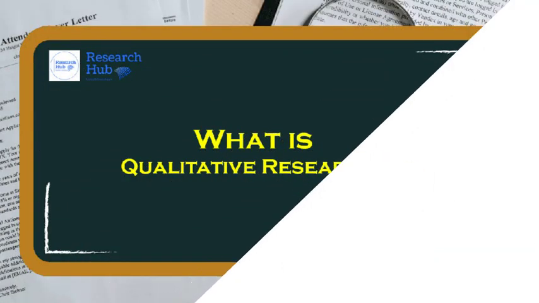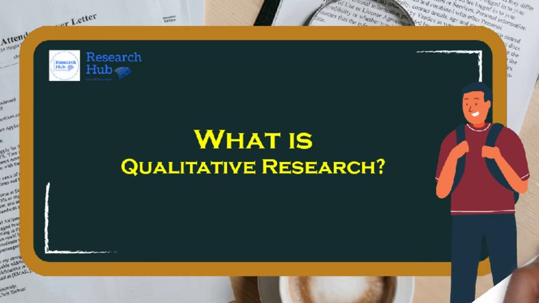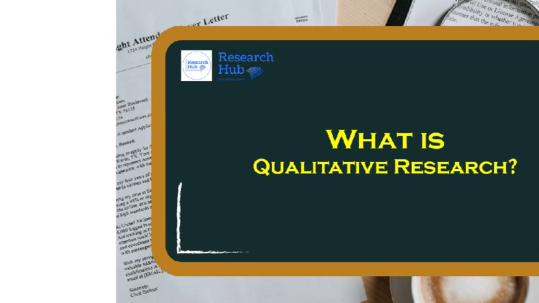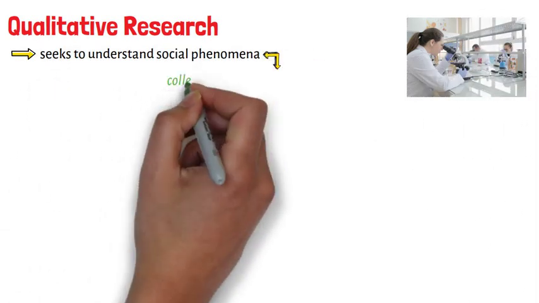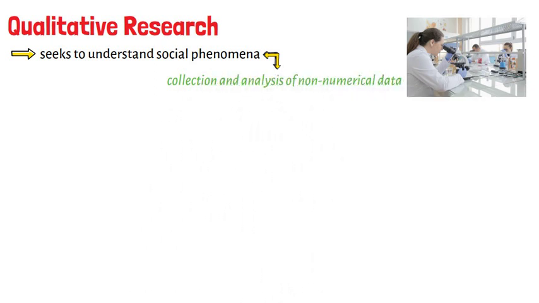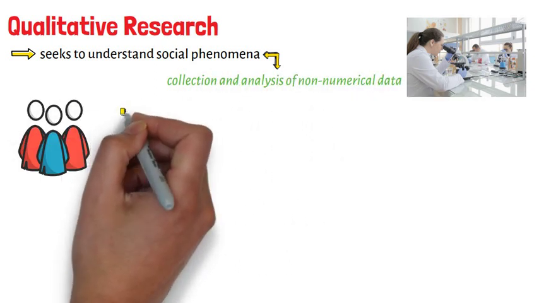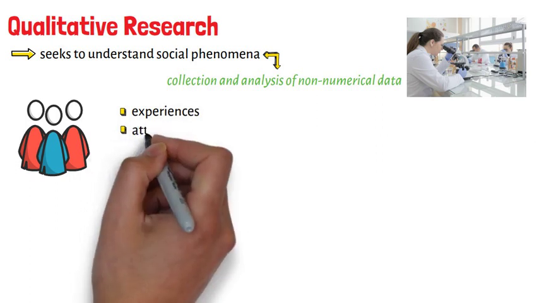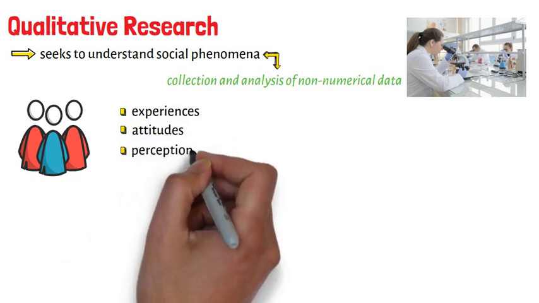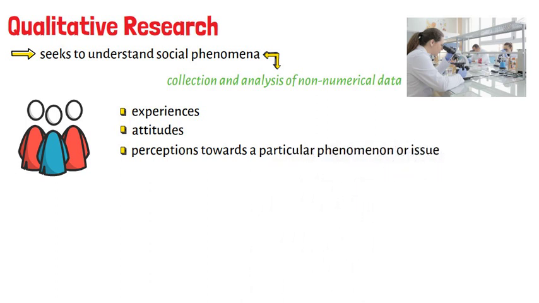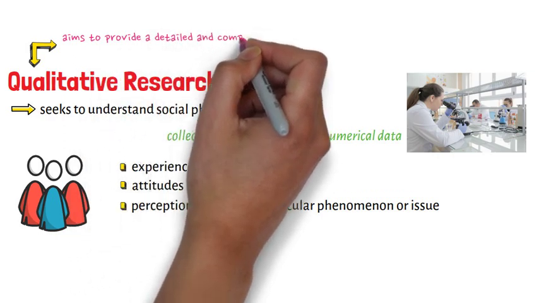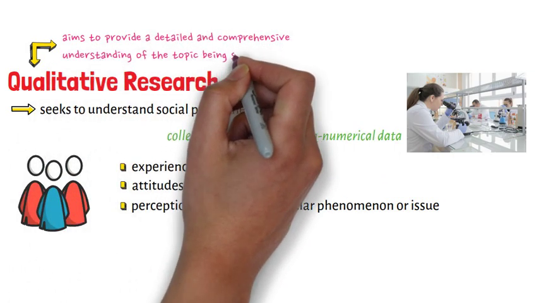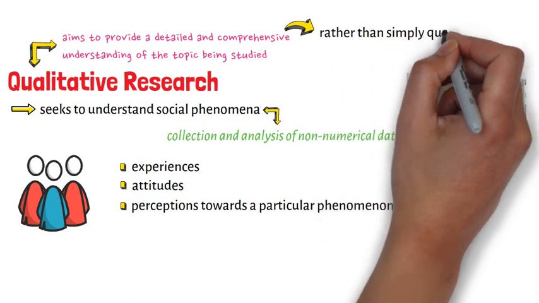What is qualitative research? Qualitative research is a type of research that seeks to understand social phenomena through the collection and analysis of non-numerical data. It is used to explore people's experiences, attitudes, and perceptions towards a particular phenomenon or issue. Qualitative research aims to provide a detailed and comprehensive understanding of the topic being studied, rather than simply quantifying it.